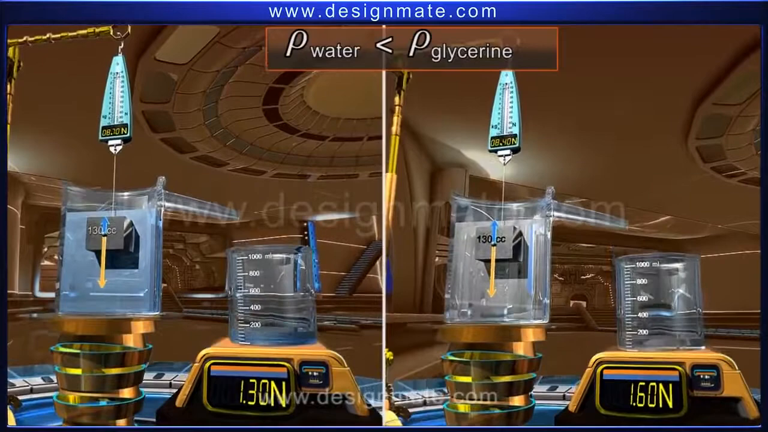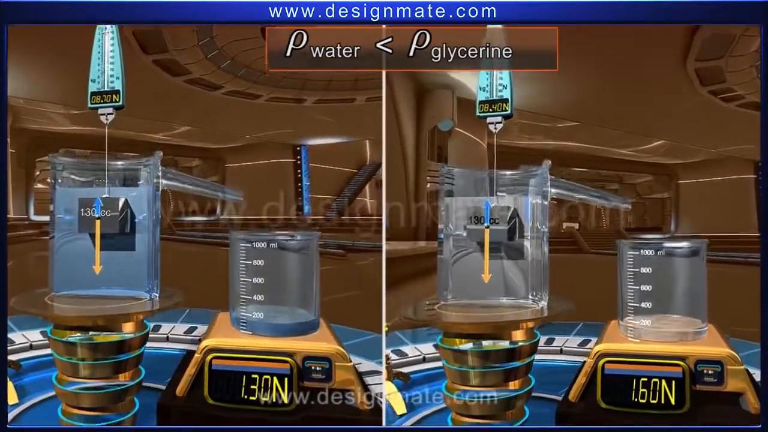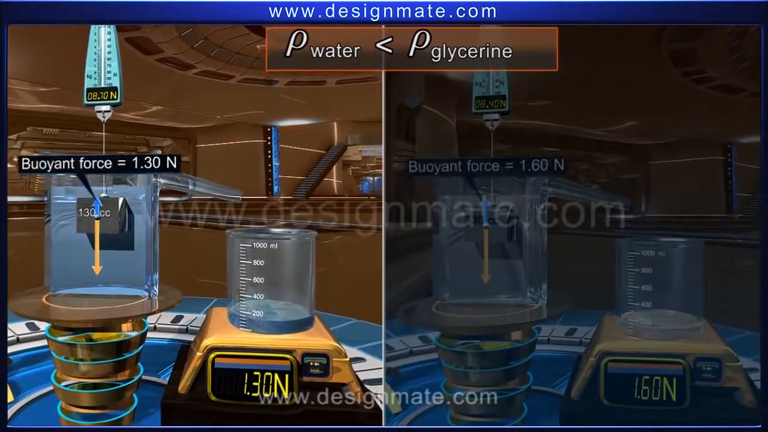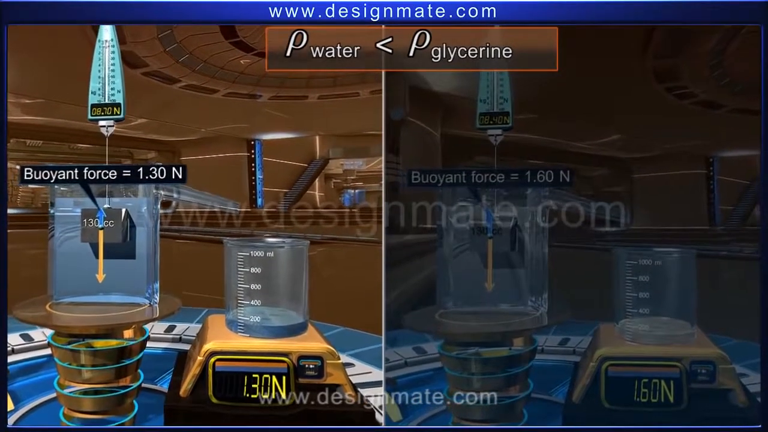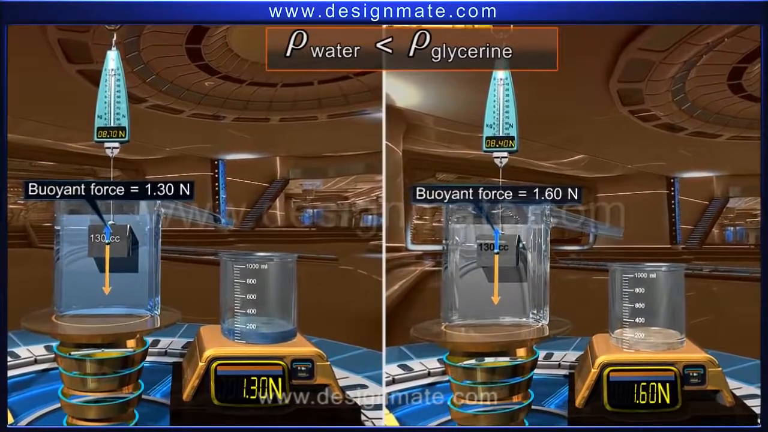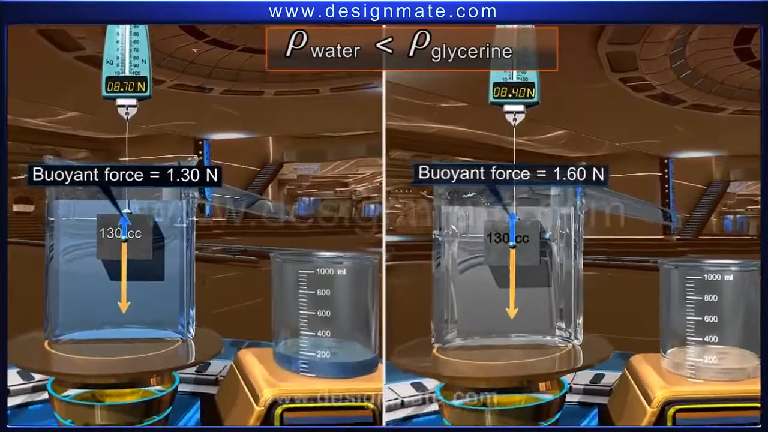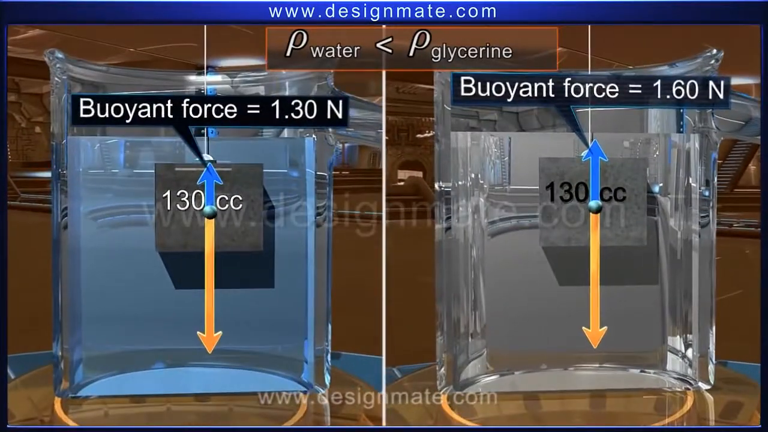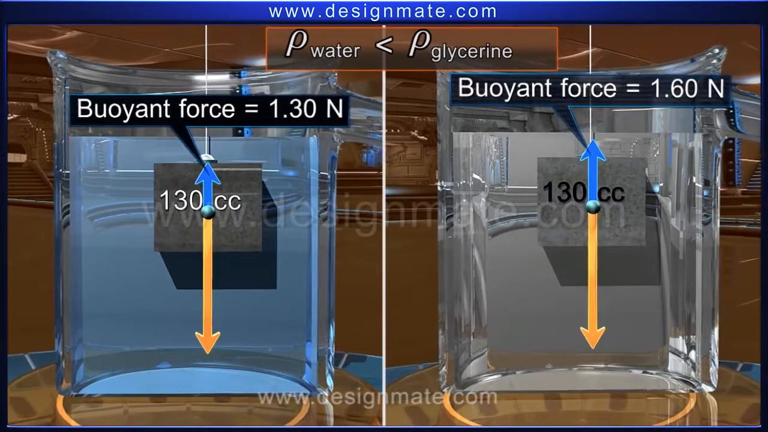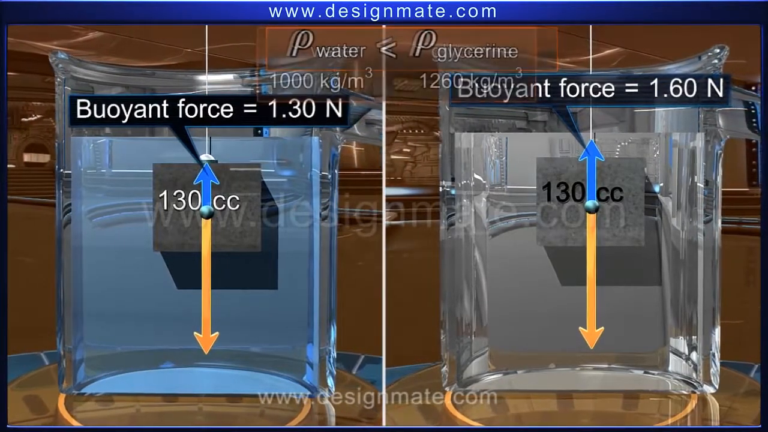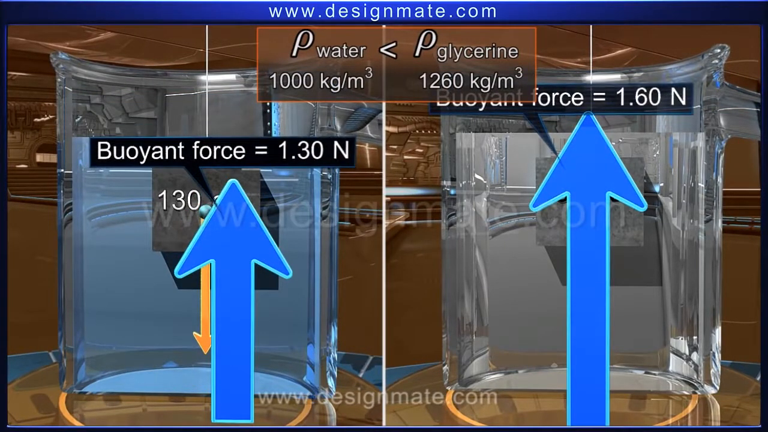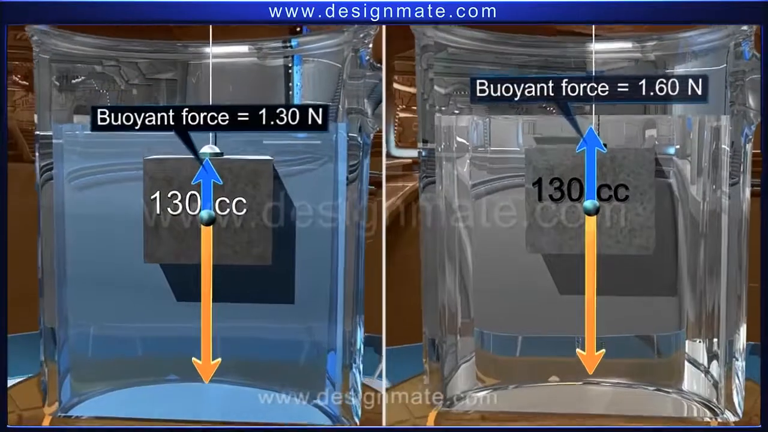The same can be confirmed from the previous activities. In water, the object experienced a buoyant force of 1.30 Newton, while in glycerin it was 1.60 Newton. This is because the density of water is less than that of glycerin. Thus, we can infer that for the same object, the denser the fluid, the larger is the buoyant force acting on it.